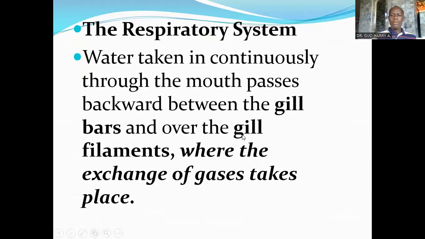I want to look at the respiratory system of the fish. The fish, as we know, respire with the gills. The gills are the main respiratory organs of the fish, except in some fishes like the African lungfish, Protopterus annectens, that uses lungs, and a few other species. Virtually all Pisces or fishes make use of gills.